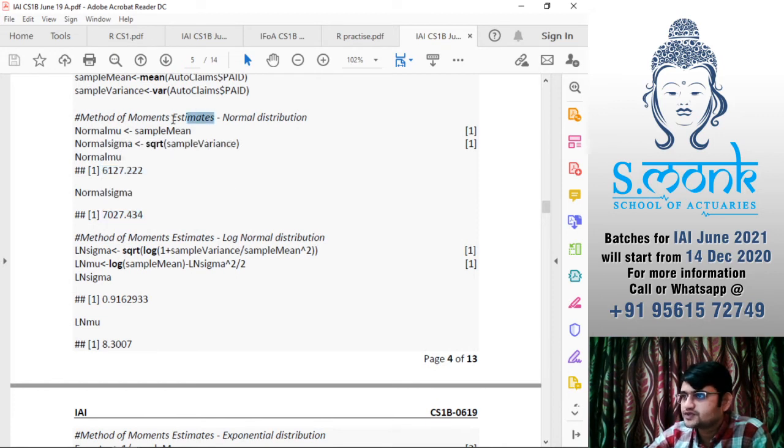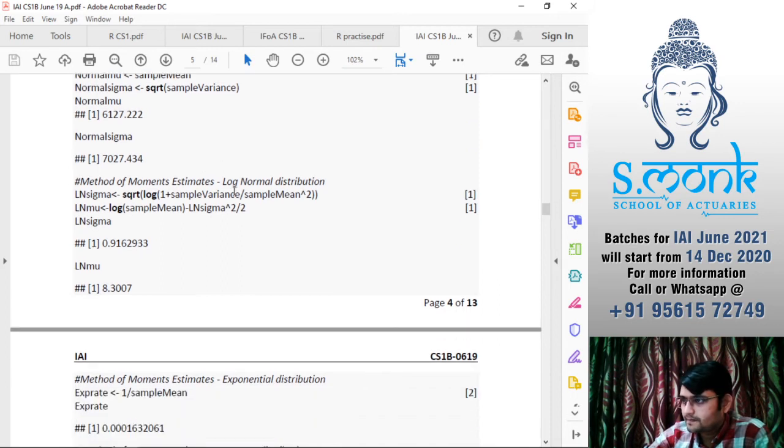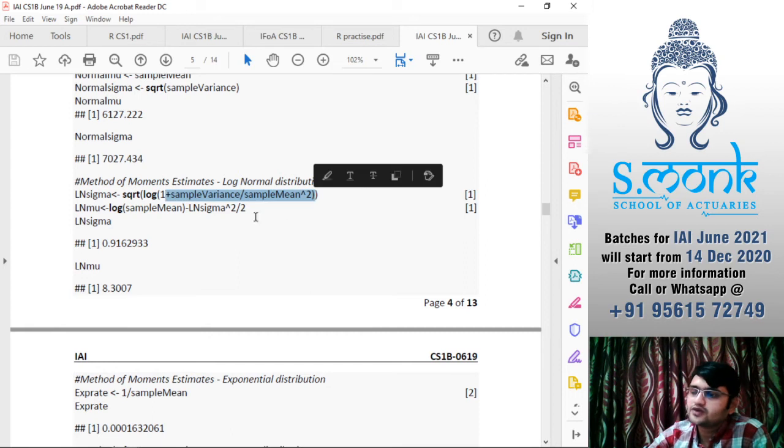Method of moment estimate, see here, method of moment estimate. So here you will not be solving MLE, you will be using method of moment estimates. So method of moment estimates for log normal distribution. Log normal distribution, you know the formula. So they are saying log of 1 plus sample variance upon sample mean squared. You will have to calculate your values.